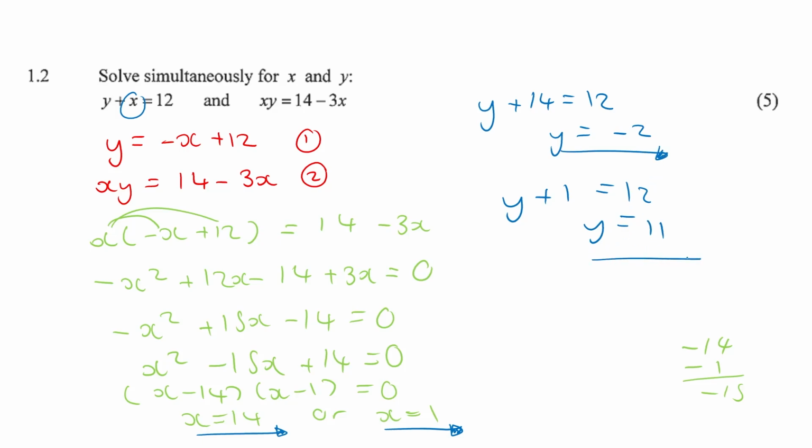And these are our two answers. Two sets of answers, x and y. So x equals 14 goes with y is equal to negative 2, and x equals 1 goes with y is equal to 11.